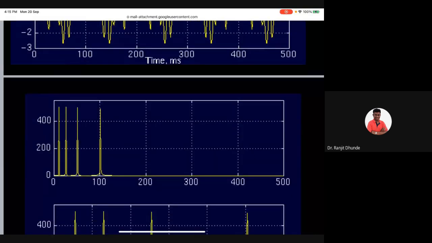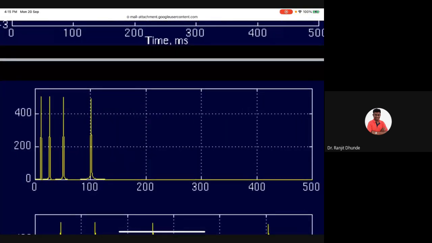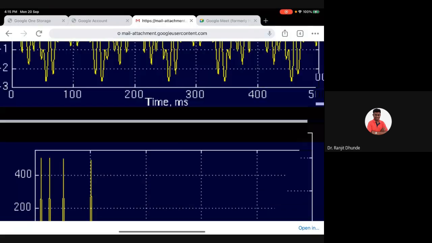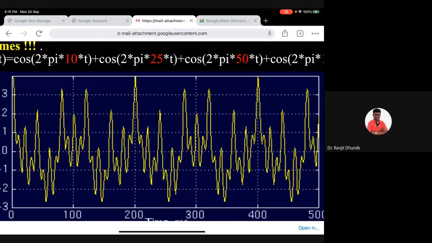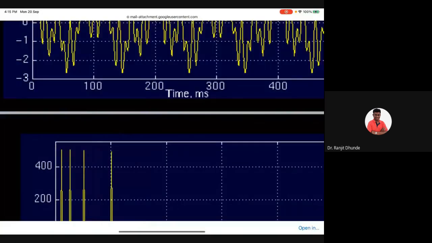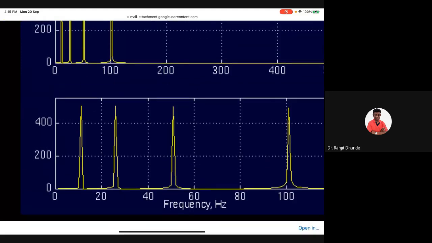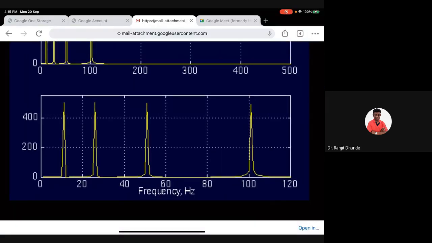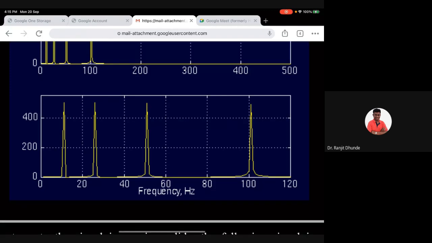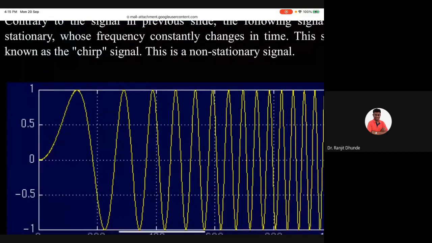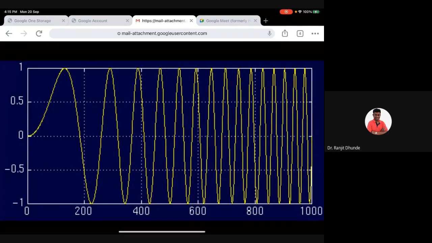As I told you, if you apply the fast Fourier transform, you can easily see these frequencies: 10, 25, 50, and 100. These are the frequency components coming here. This is a very interesting crux. I'm telling you very simple stuff about signal processing. If you understand this basic concept, you can do wonders in this domain, right? Okay. This is a signal. Tell me about the signal.